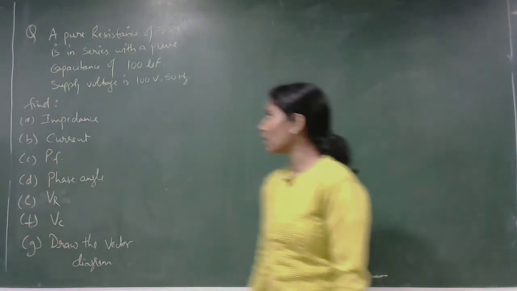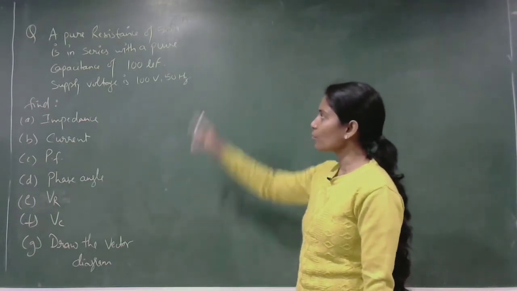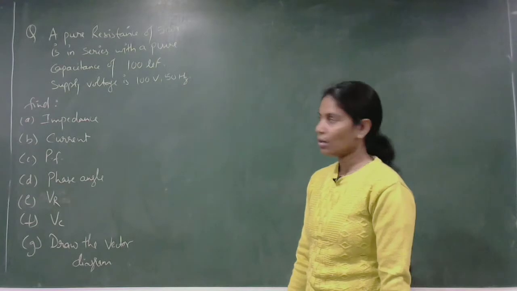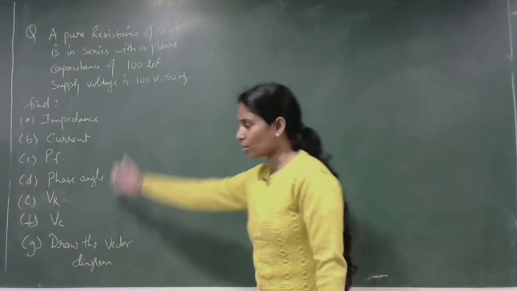So what is the question here? The question says a pure resistance of 50 ohms is in series with a pure capacitance of 100 microfarad. The supply voltage is given as 100 volt and 50 hertz. Then find all these parts.